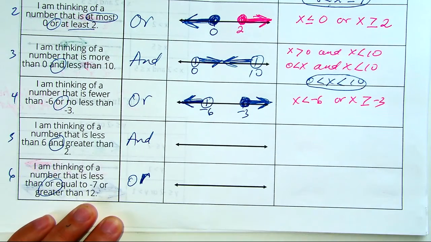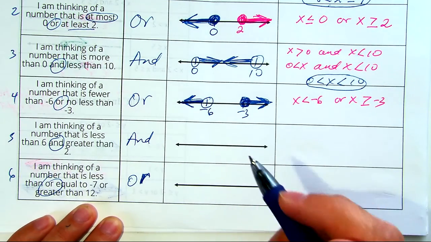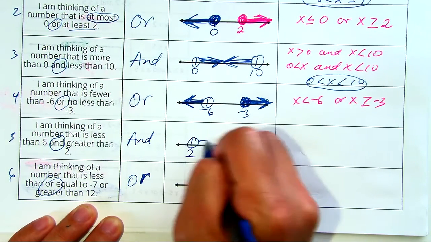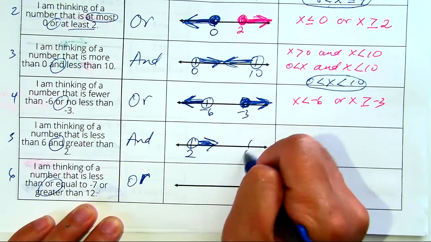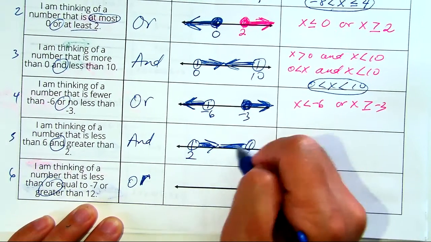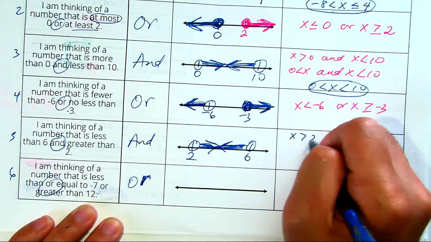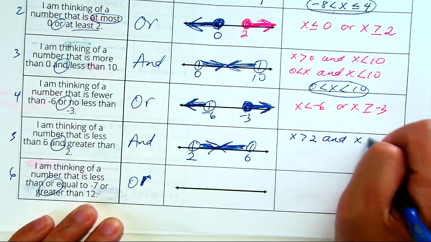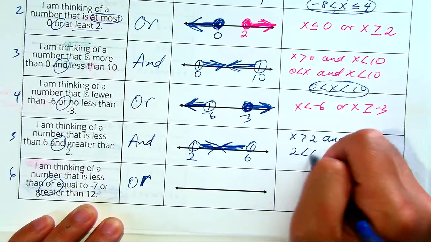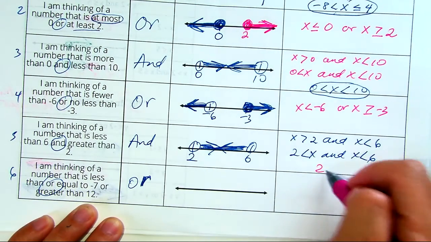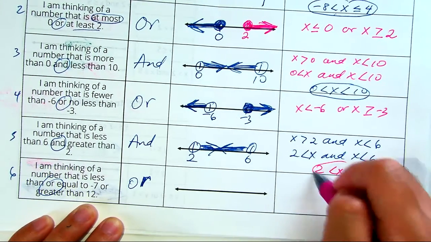Number 5, less than 6 but greater than 2. So greater than 2 goes to the right, less than 6 goes to the left, and this is where the answer is, in the middle. So x greater than 2 and x less than 6. Flip this. Then we put it together. There you go.